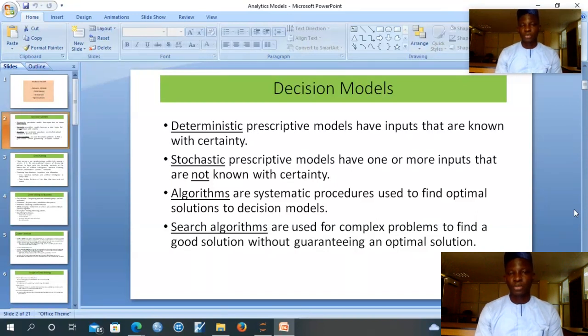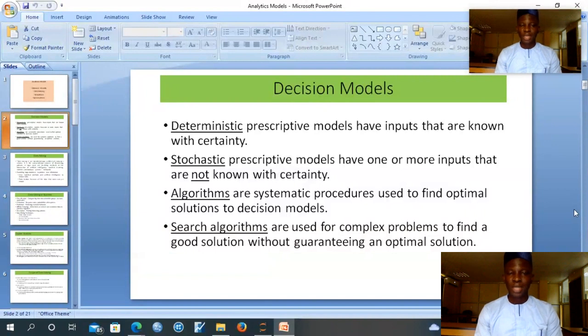Deterministic prescriptive model have inputs that are known with certainty. So the options are determined. There is no element of probability involved. So you know that it's either option A or option B. Option A can bring in 30, option B can bring in 40. What you need to do to get A, what you need to do to get B. So you only need to do the analysis and then make your choice.